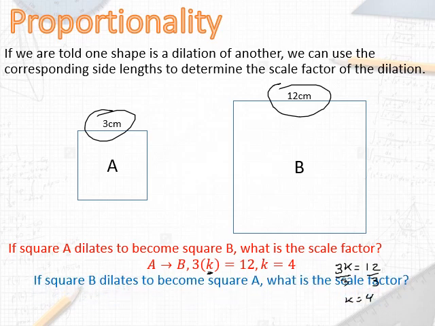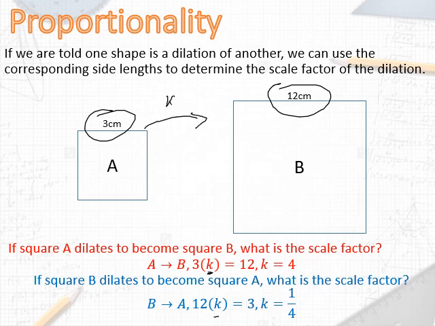If it was going the other way around, so B was going down to A, then we would flip the equation around. We would say 12 times a scale factor is 3, so the scale factor must be 1/4. So if it's going up, scale factor is 4. And remember, if scale factor is greater than 1, the shape is getting larger. If the scale factor is between 0 and 1, it is getting smaller. So it is a reduction in size. So enlargements and reductions.